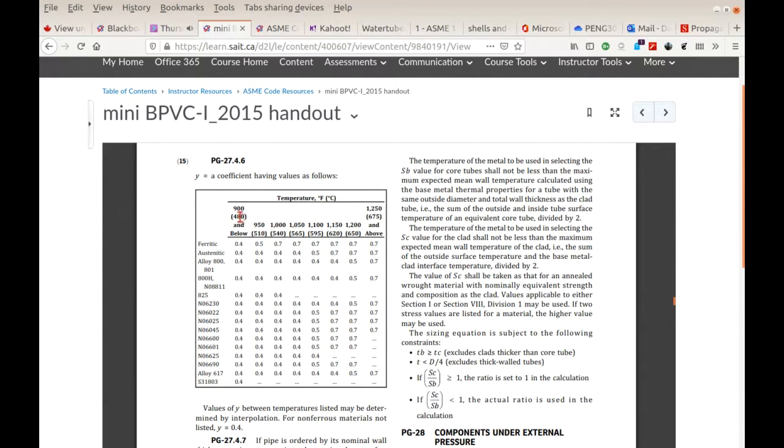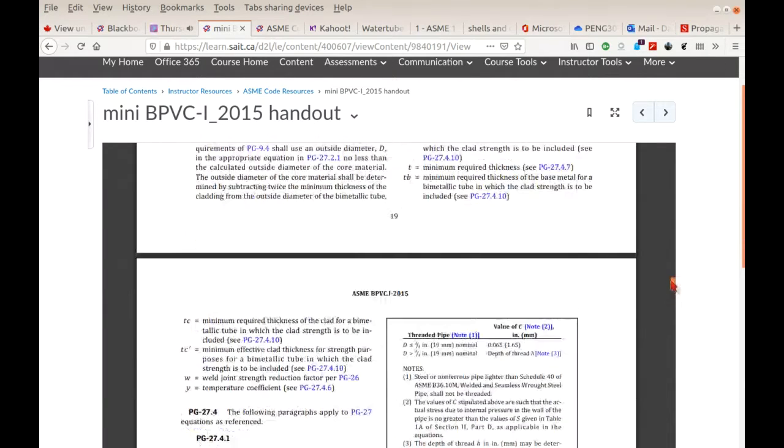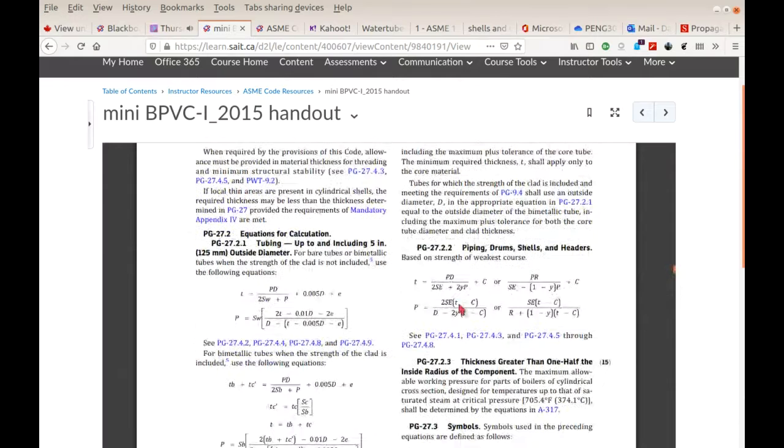Almost anything that you are going to be doing in third class is 480 degrees Celsius and below. So take a look at the number. Is it ferritic steel? Is it austenitic steel? Is it an alloy? It seems to always be 0.4. So you'd be really hard pressed to have to use a number other than 0.4. But just so you're aware, that's where you look, and you have probably 0.4 is the value for Y.